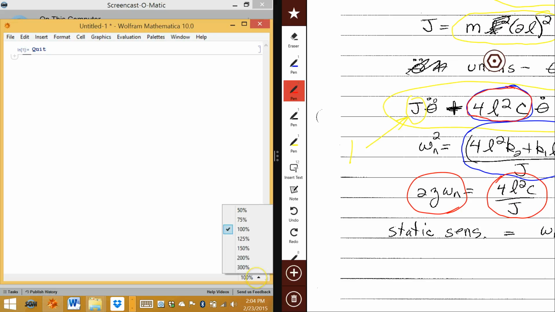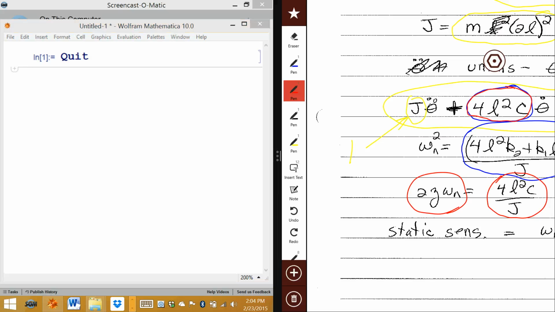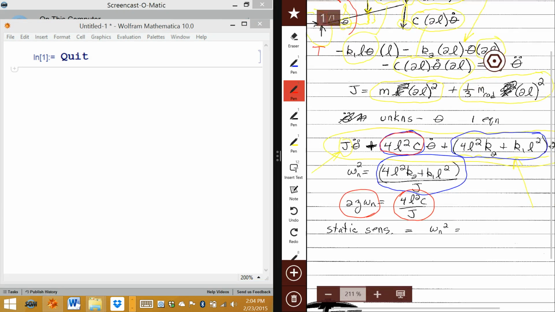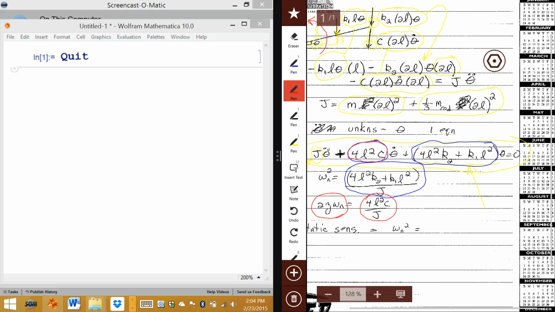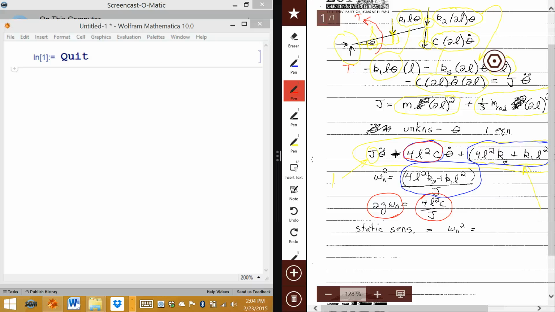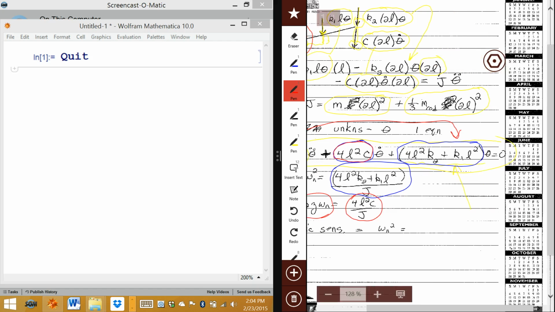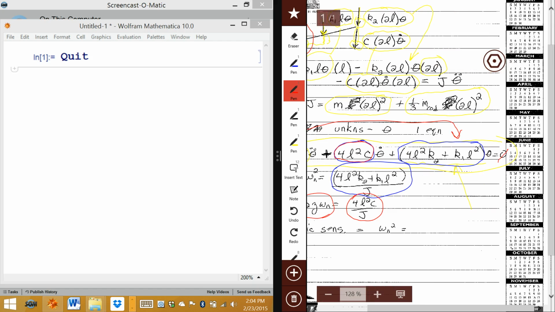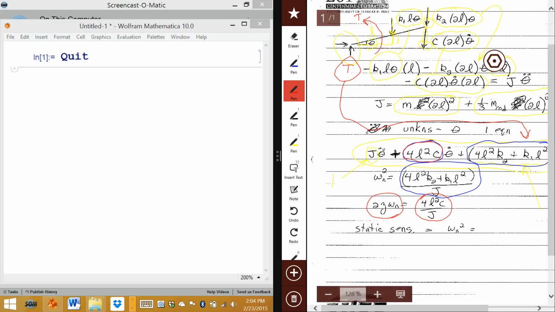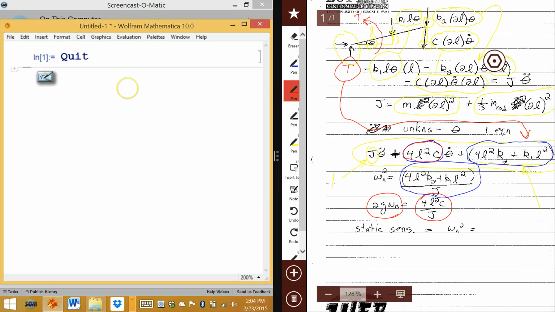Let me enlarge it a little bit so it's easier to see. And then let's just type in this equation over here. Of course, I forgot again my T right here. This guy has to come down here, which is going to be a T right there. Okay, so I'm just going to type in the first one up there into my Mathematica.